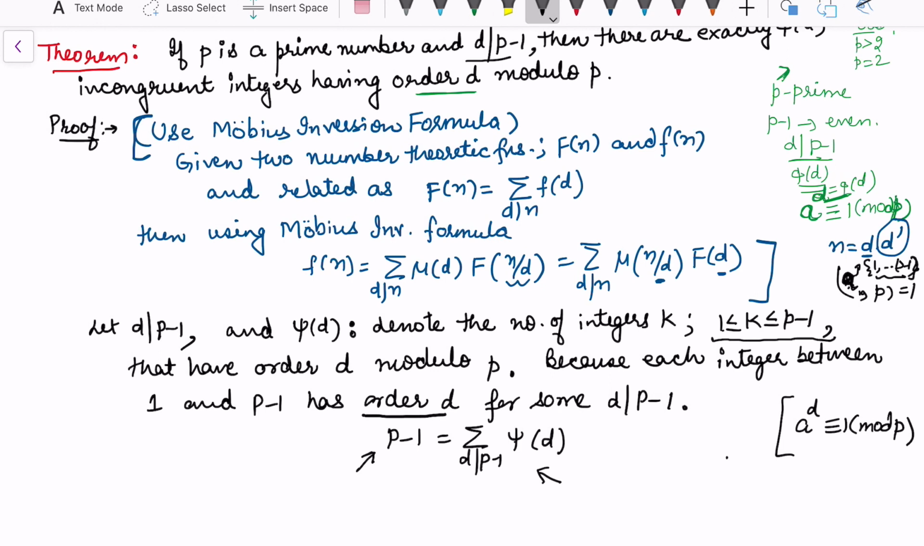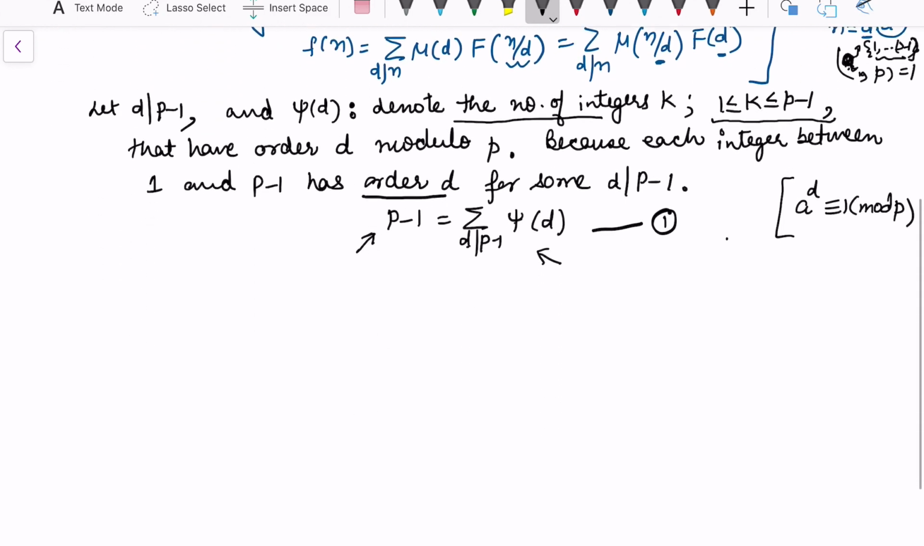Xi(d) is the count of integers which have a particular order. Now if two integers have the same order, they are going to be counted here. So let me take an example to explain this particular statement. Let's take an example here.